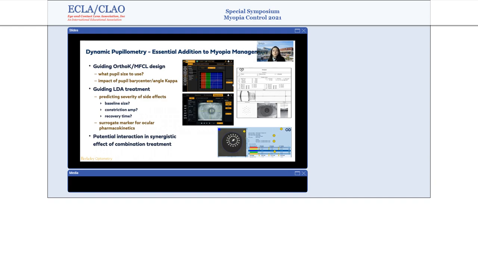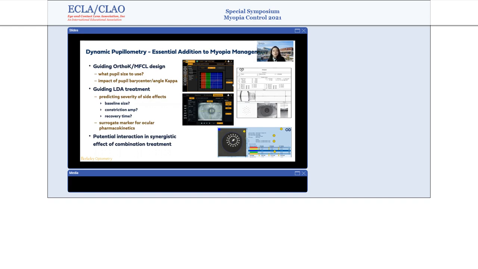They all offer valuable information in guiding OrthoK and multifocal designs, as well as understanding pupil decentration or angle kappa, how that predicts the visual performance of the lenses, as well as their potential interaction in the imposed defocus to the retina. And related to the low-dose atropine treatment, we now know that the baseline pupil size is a very poor predictor of the severity of the side effects, such as light sensitivity or near blur.